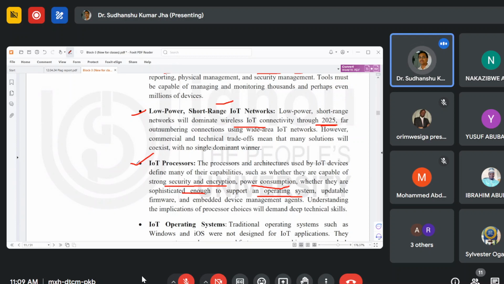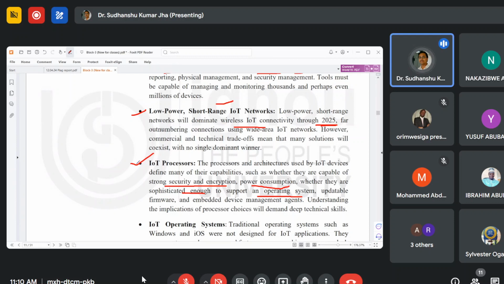Similarly, for the IoT operating system, we do not require a traditional, costlier and bulky operating system like Windows or iOS. It is not required. We have a tiny operating system, TinyOS, which has basic functionality to support IoT functions, and it also has the feature of guaranteed real-time response.